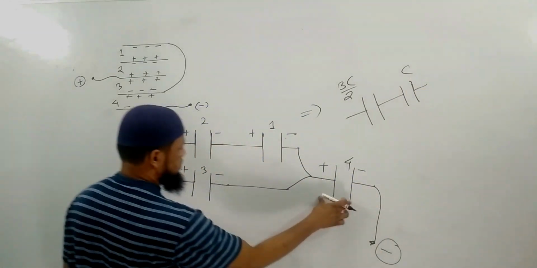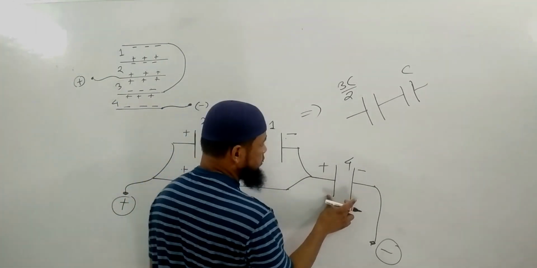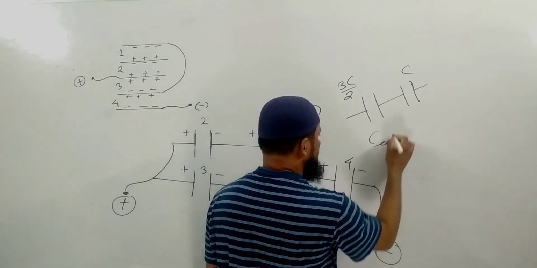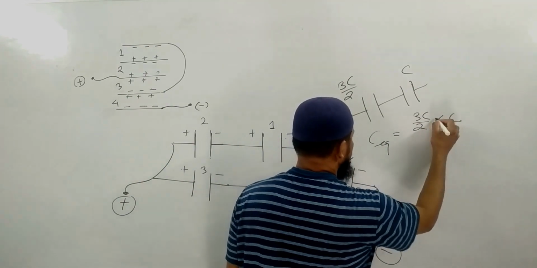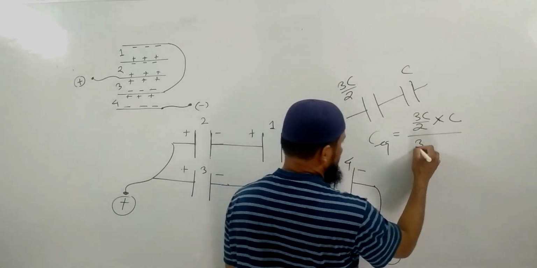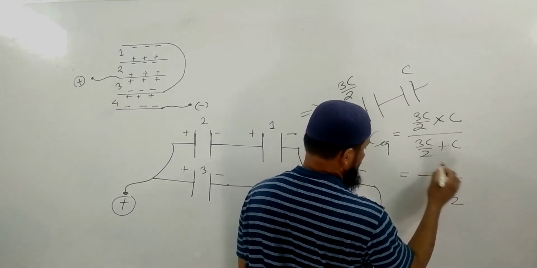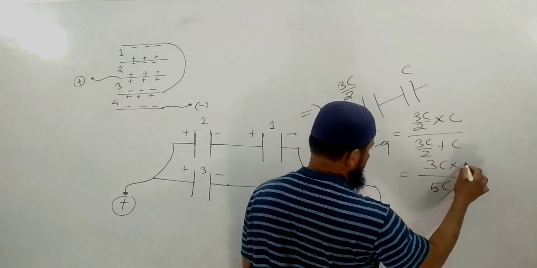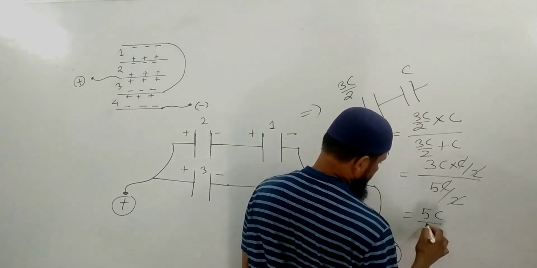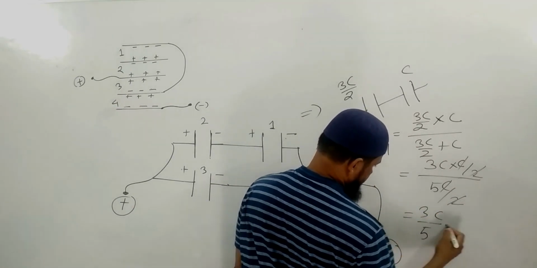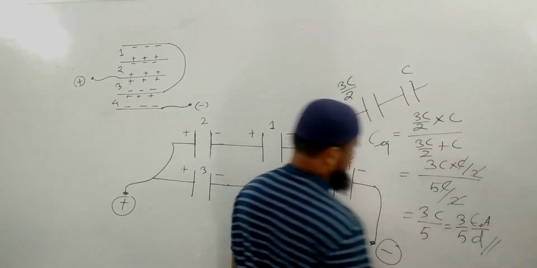And on this side, that is C. So 3C by 2 and C in series. So how much will C equivalent become? C1 into C2 divided by C1 plus C2, 3C by 2 into C divided by 5C by 2. The 2 cancels, C cancels, this is 3C by 5, which will become 3 by 5 epsilon naught A divided by D.